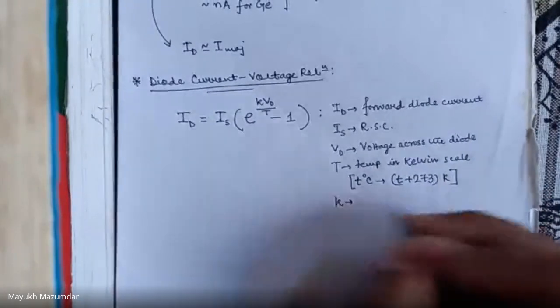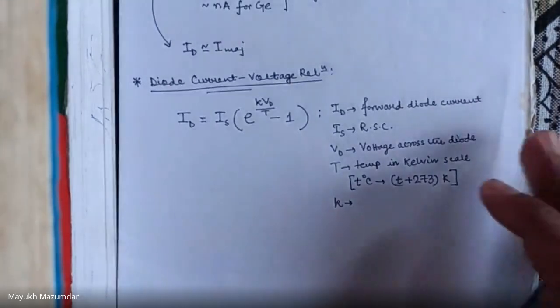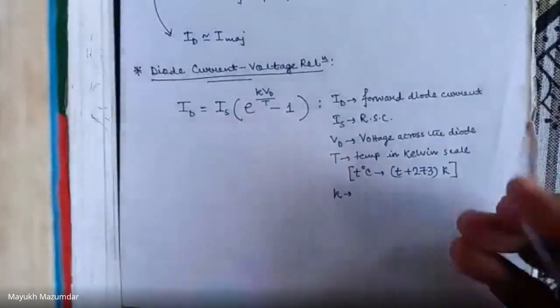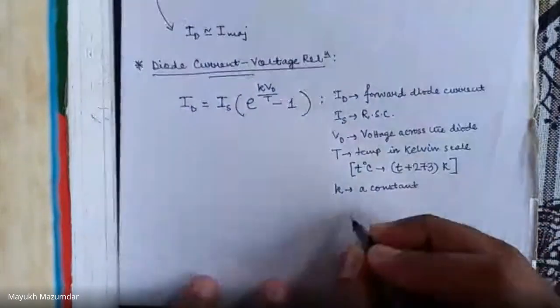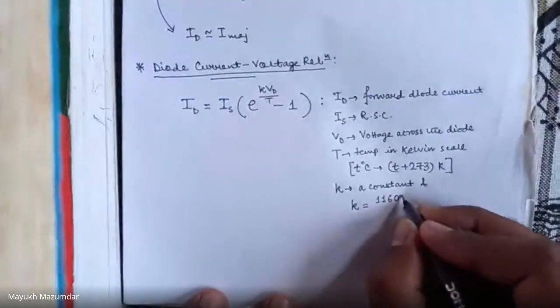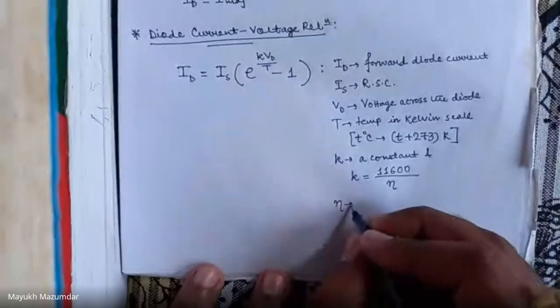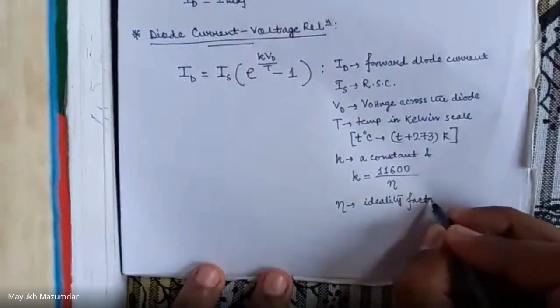Now, k is a term which is a bit confusing, in the sense that different books have different expressions for this equation. You can say it's a constant, and k is equal to 11600 by eta. Now, what is eta? Eta is something called the ideality factor.